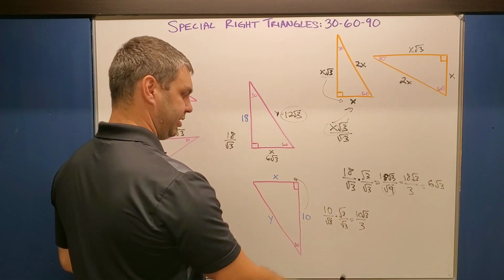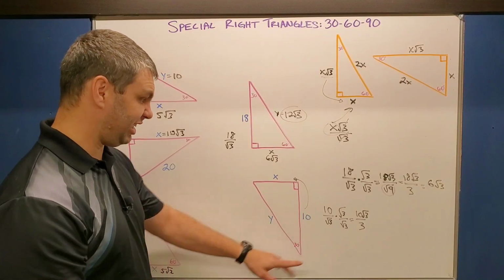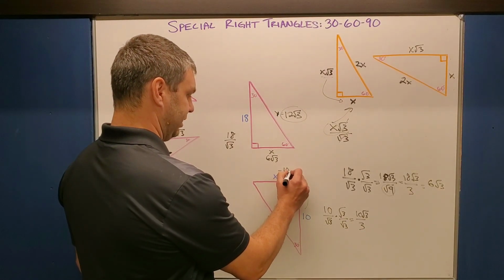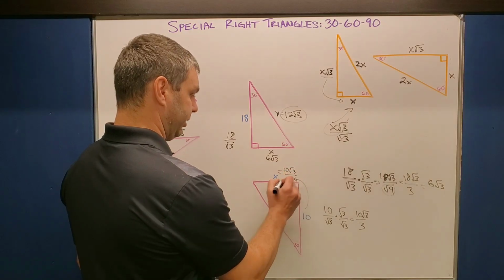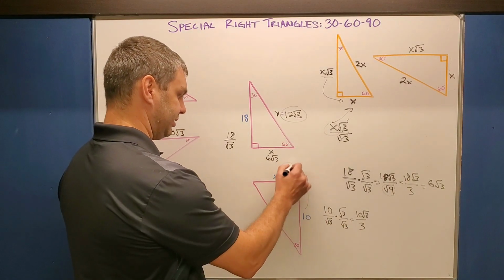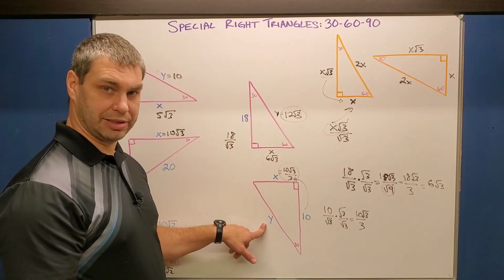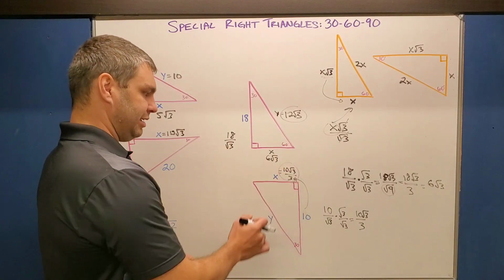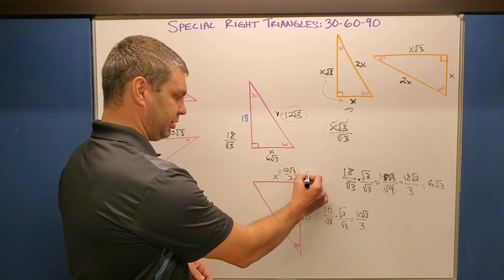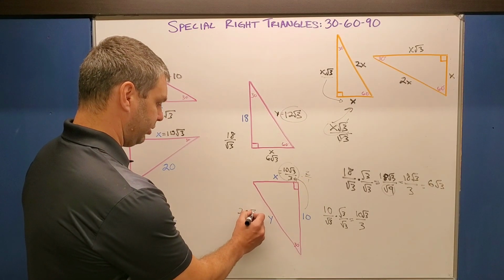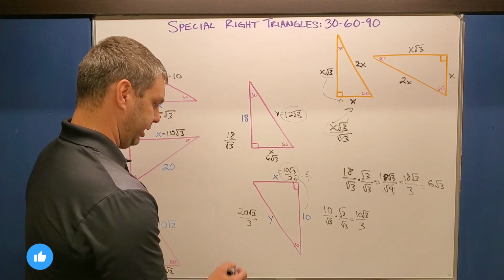Now, does 10 divide by 3 nicely? No, it doesn't. So it has to be left like this. So my short side is going to be 10 square roots of 3 over 3. So kind of ugly, but that's the short side there. And then to go from the short side to the hypotenuse, going to multiply that by 2. Really, you're just taking the top times 2, because if I multiply the whole thing by 2 over 1, this becomes just 20 square roots of 3 over 3.